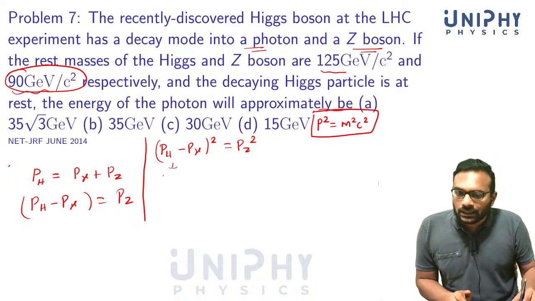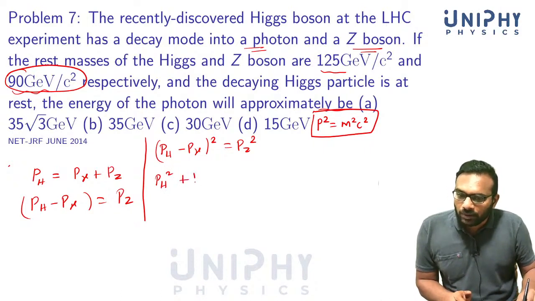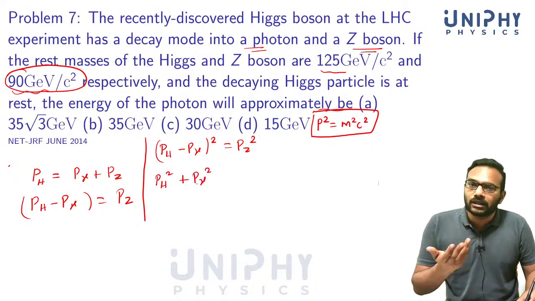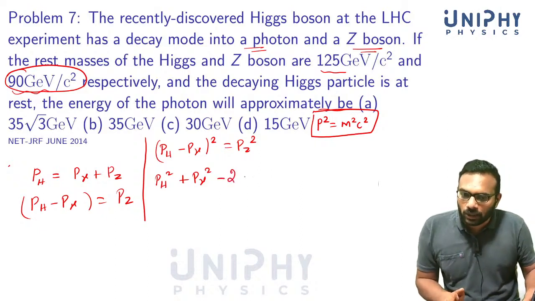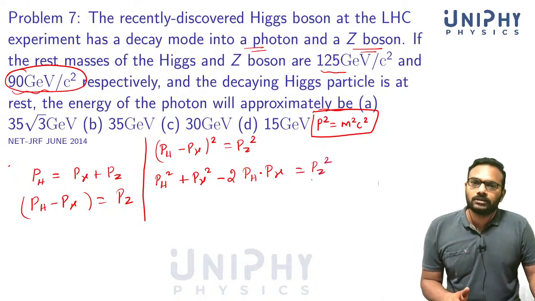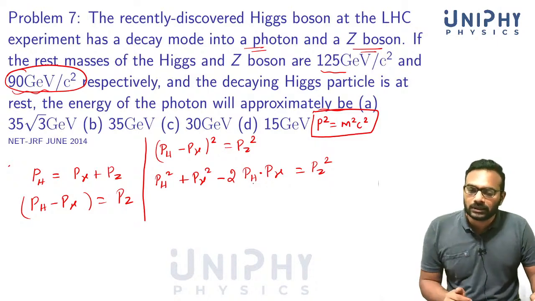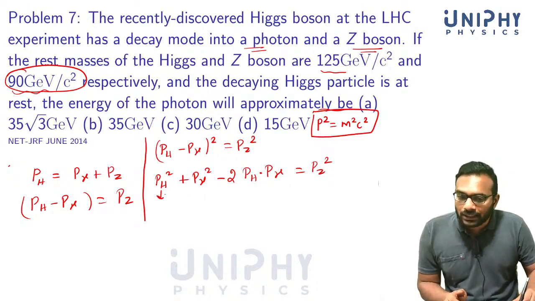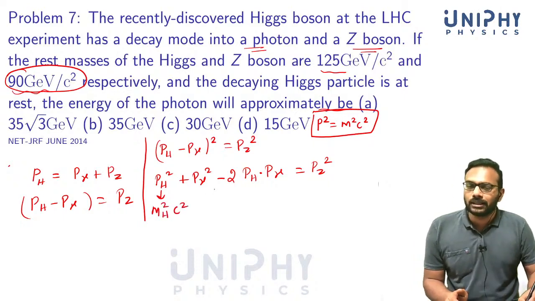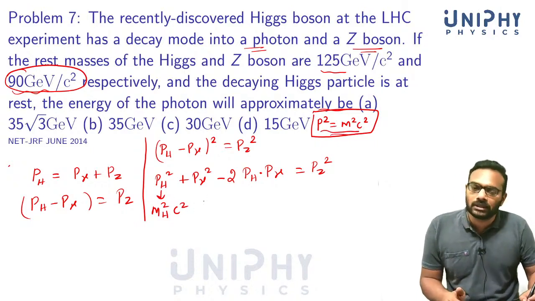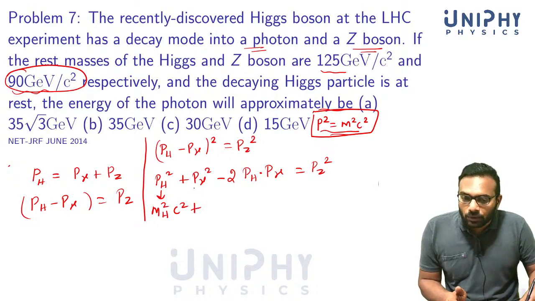Now you expand this. This is equal to pH squared plus p gamma squared. You see that p gamma squared immediately becomes 0, minus twice pH dot p gamma, that's equal to pZ squared. Remember that these are all 4 momenta. So what's pH squared? That is the mass of the Higgs boson squared times c squared, using this relation, because the square of the 4 momentum is just the mass squared multiplied by the speed of light squared. And what is p gamma squared?